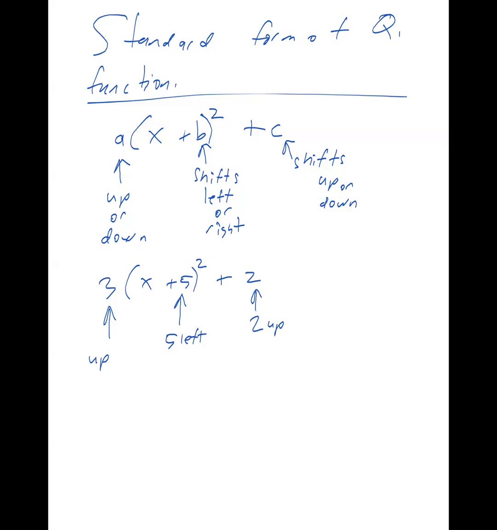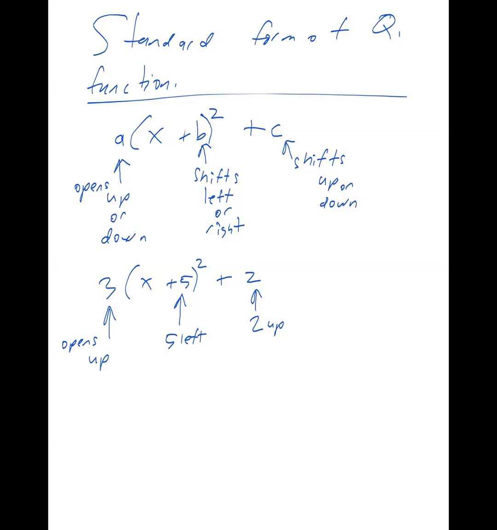So, by the way, there are two things that say up. What's the difference between this one that says up and this one that says 2 up? This one means it opens up. Let me put in one more word. I forgot one important word. The value of a means whether it opens upwards or downwards. If a is positive, it opens up. So that graph opens up, and it starts out by going 5 to the left and 2 up.